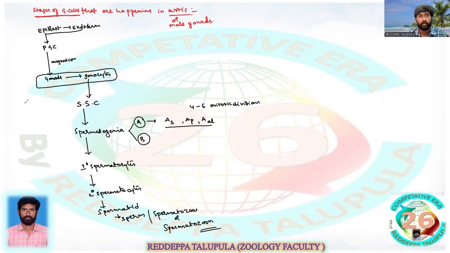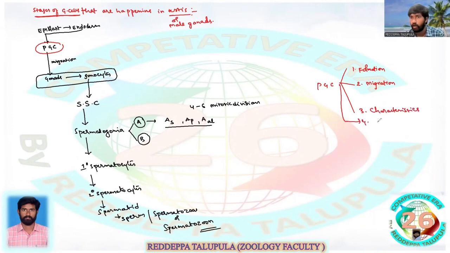Okay, see, first, if we talk about PGC, that means primordial germ cells. What we will discuss first is where it will form, the formation. Second one, migration. Third one, characteristics. And fourth one, abnormality. This will be discussed in the slides.